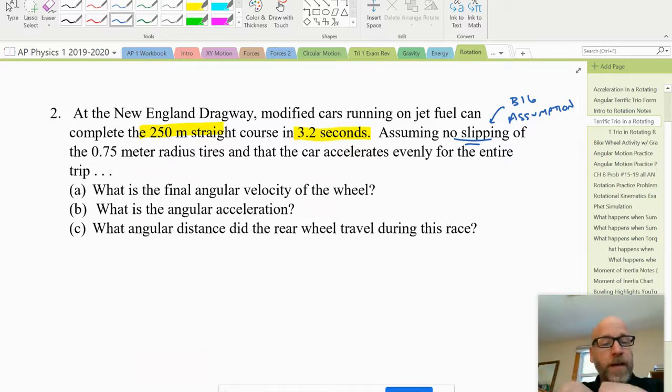A, what is the final angular velocity of the wheel? B, what is the angular acceleration? And C, what angular distance did the rear wheel travel during this race?